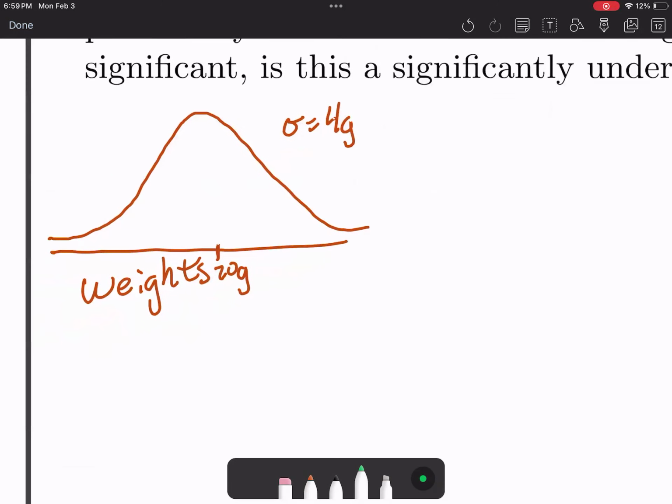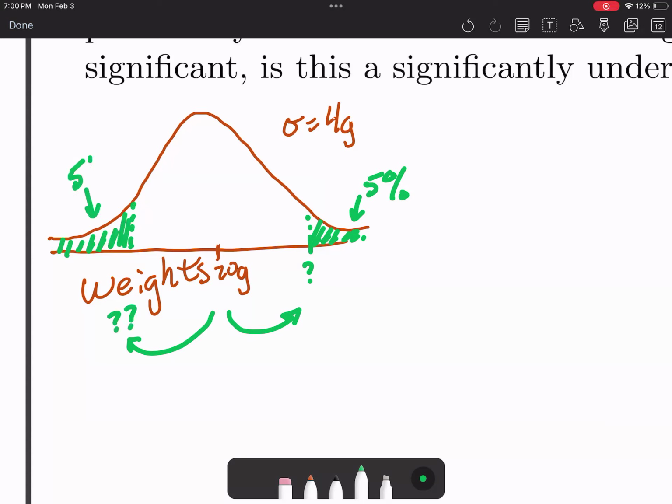So if we come over to our distribution, how far over to the right do we have to move until we get only 5% in our tail? And same question, how far to the left do we have to move? Obviously, it will be the same amount because of symmetry. But how far over do we have to move until we get 5% into the left tail?